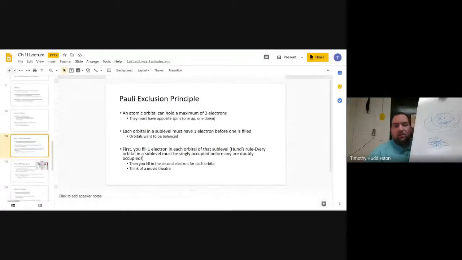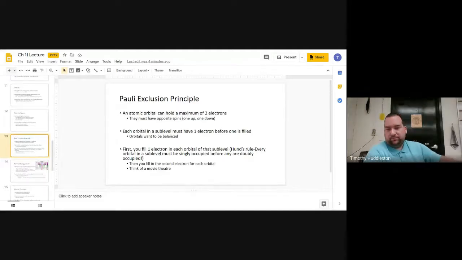The Pauli exclusion principle: if an orbital holds 2 electrons, they must have spins, one up and one down. Each orbital must have one electron before one is filled. So, in other words, if I'm talking about the px, py, pz orbitals, each of those orbitals would have one electron before any of them gets 2.